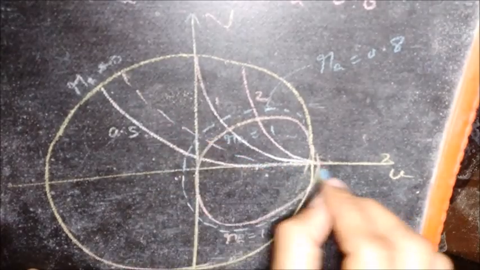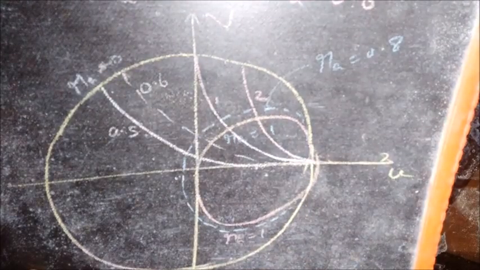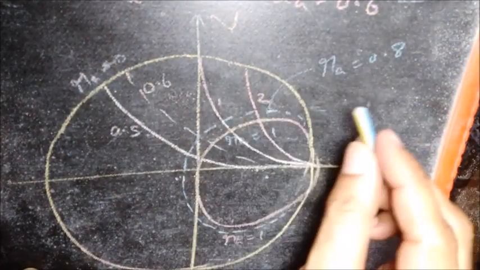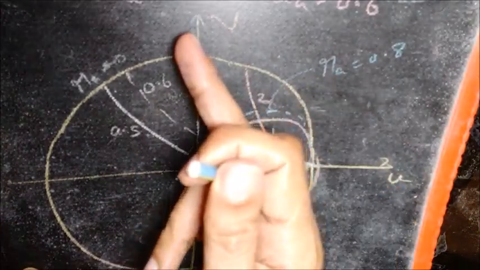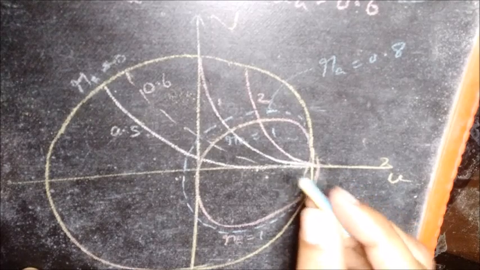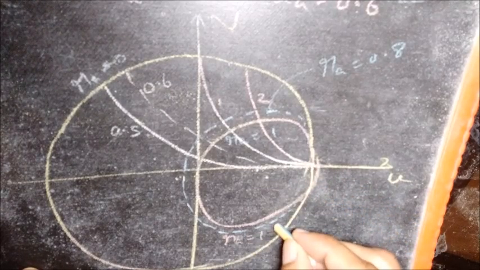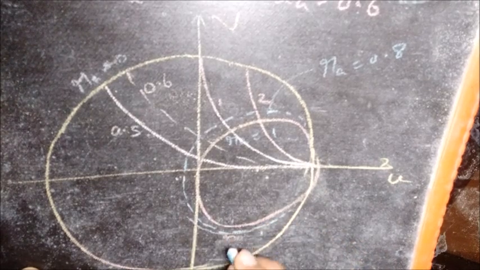XA equal to 0.6 will be somewhere here. So this is XA equal to 0.6. Now our normalized impedance is RA plus jXA, which is 0.8 plus j0.6. RA 0.8 is this. This is the RA 0.8 circle.